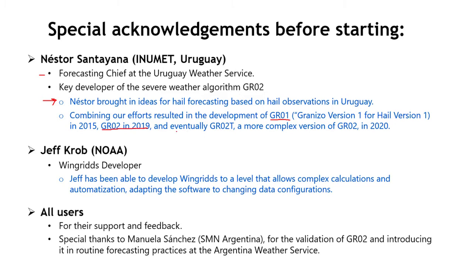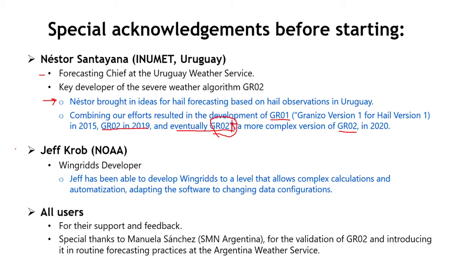And then eventually we worked around the end of 2019 into early 2020, trying to make this more general, I would say, for depicting different types of severe weather, not just hail. So I'm going to speak about GR02T, which is a much more complex version of GR02. Thanks to Nestor, he's always helping us to improve and validate the algorithm. I know he's present at this presentation.